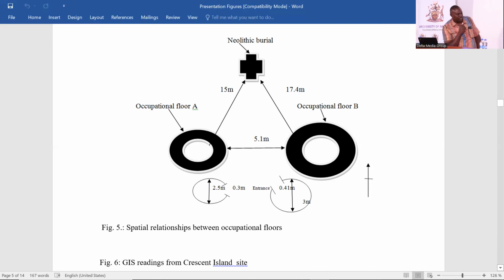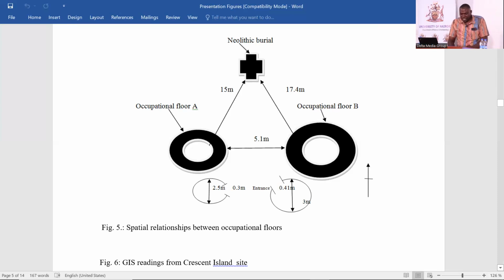So of these two occupational floors, one is larger than the other one. If we look at the readings there in terms of dimensions, the smaller one measures around 2.5 meters in diameter, and the other one measures 3 meters in diameter. The openings or the entrances to these features face different directions. There is a reason why these measurements were done, and we'll look at it when I'm doing my discussion on the same. So the measurements are there. The distance between the bigger one and the smaller one is about 5.1 meters.